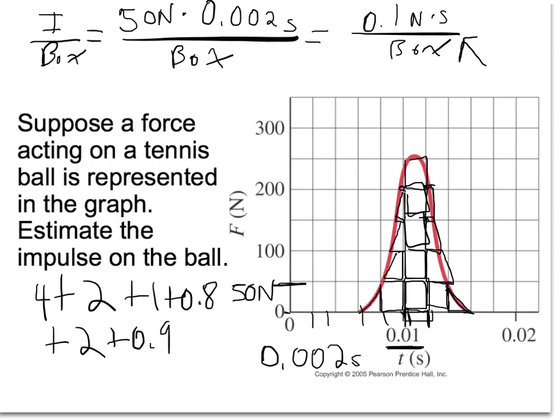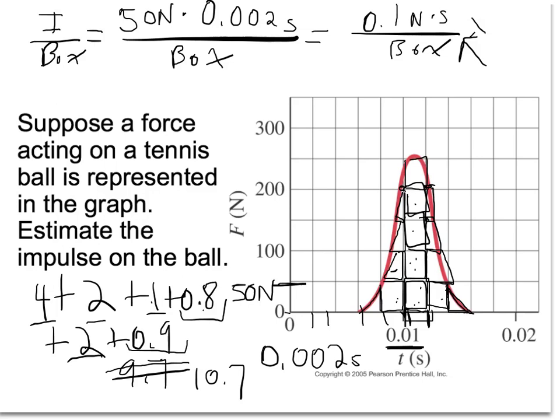I'm just estimating. So that's 4 plus 2 is 5, plus 1 is 6, plus 2 is 8, plus 0.8 is 8.8, plus 0.9, 9.7 total boxes, I do believe. Sorry, right after I paused the video, I realized I'd made a mistake adding. So let's cross that out. 4 plus 2 is 6, plus 1 is 7, plus 2 is 9, plus 0.8 is 9.8, plus 0.9 is 10.7. So about 10.7 boxes.